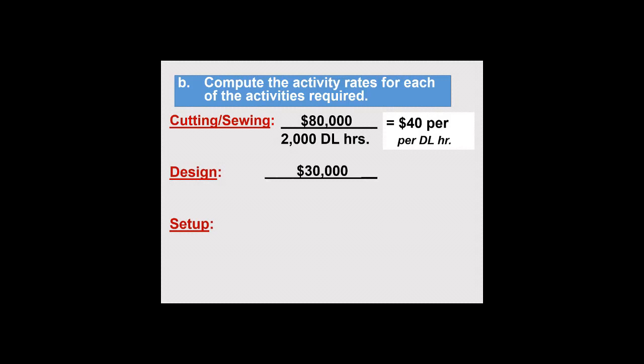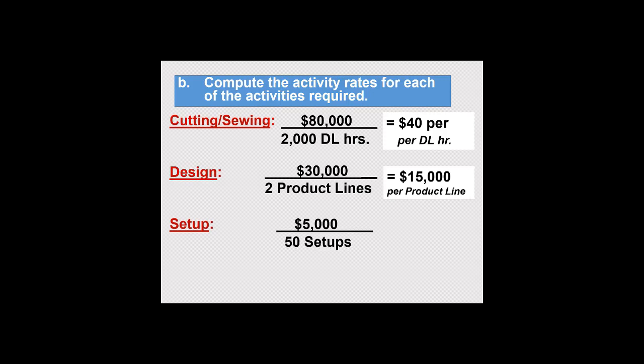For design costs, we had $30,000. They didn't tell us the exact quantity when they gave us the list, but we know that there were 2 product lines. So we will divide by 2, and each product line will be assigned $15,000 of design cost. Setup, $5,000 of cost expected. With 50 setups, that's 20 plus 30, and we get $100 per setup. So these are our activity rates.